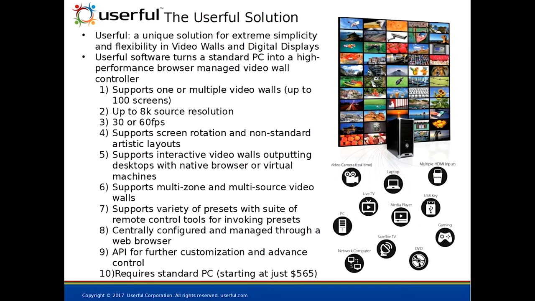A single PC can support 100 or more screens, up to 8K source content, and 30 or 60 frames a second. We support screen rotation for non-standard artistic layouts, a mosaic style or architectural style video wall, or of course standard grid video walls. And that one PC can actually support more than one video wall at the same time, or a video wall plus individual standalone displays. We support multiple zones within a video wall, multi-source video walls, and support interactivity options as well. We're going to be showing you about how these work as we go through this webinar.